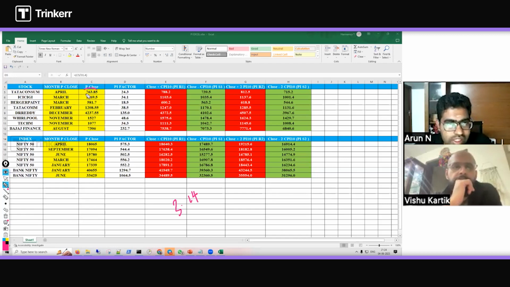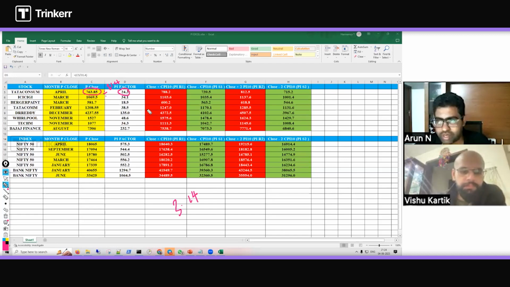You take the last calendar close and divide it by 31.4 basically. If you want the easiest way, it is pi into 10. Once you divide it by 31.4, you have the pi factor for the particular stock for the particular month. And of course, this keeps changing every month based on the closing value. For this particular stock, the pi factor is 24.3. Let me take a different example.